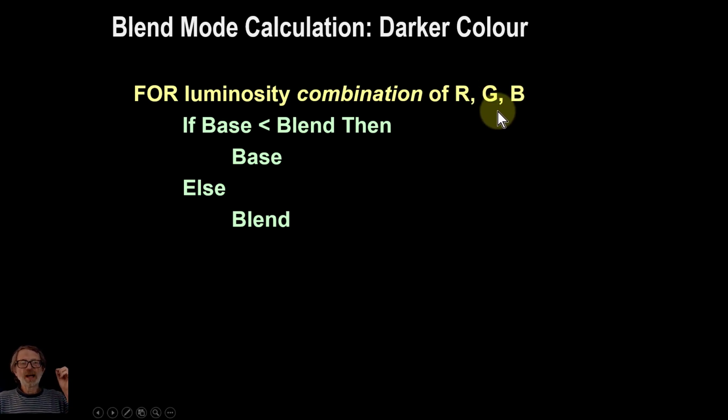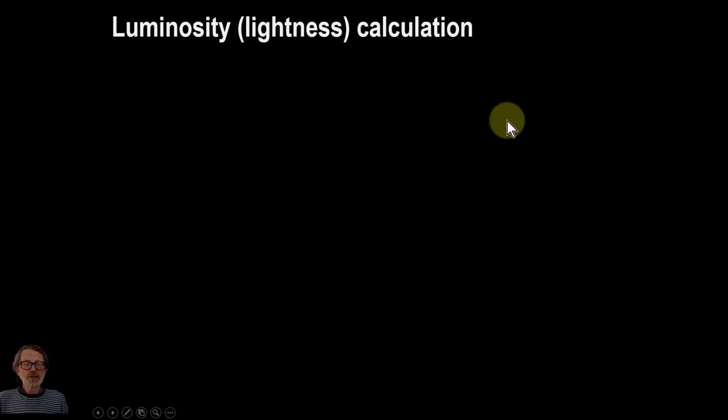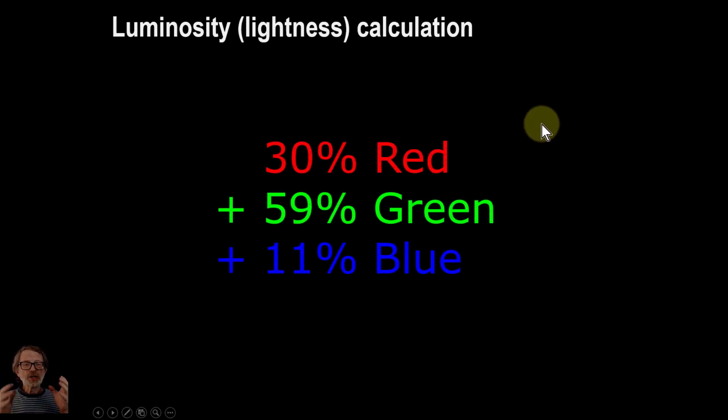The question then is, how do you combine the red, green and blue? Do you just take equal quantities of each? And the answer is no, because you use the luminosity calculation. What this is done as is that you take 30% red, 59% of the green and 11% of blue, and they add up to 100%.